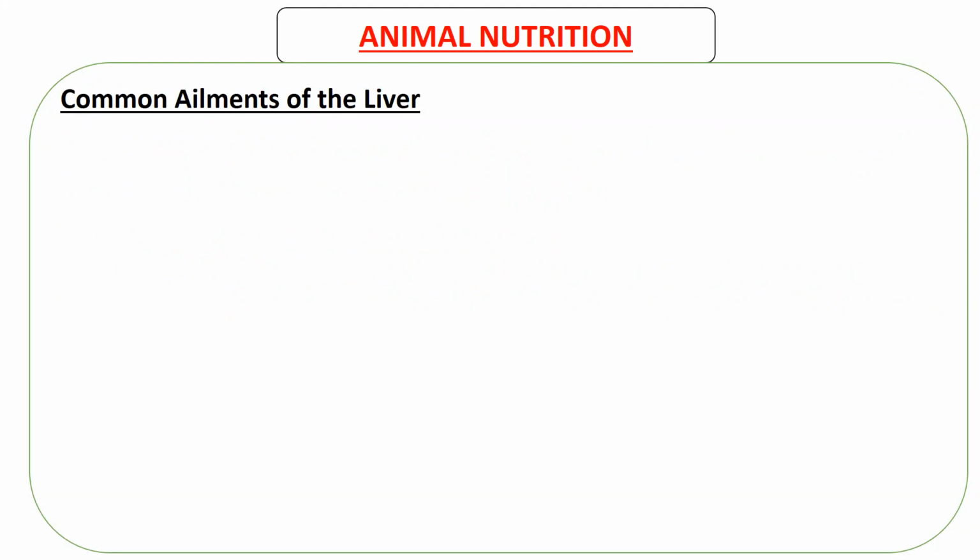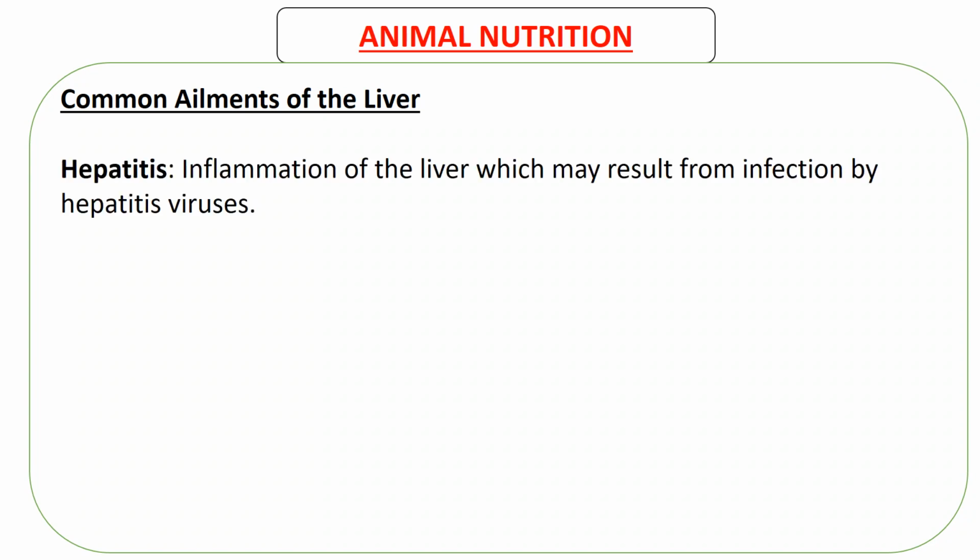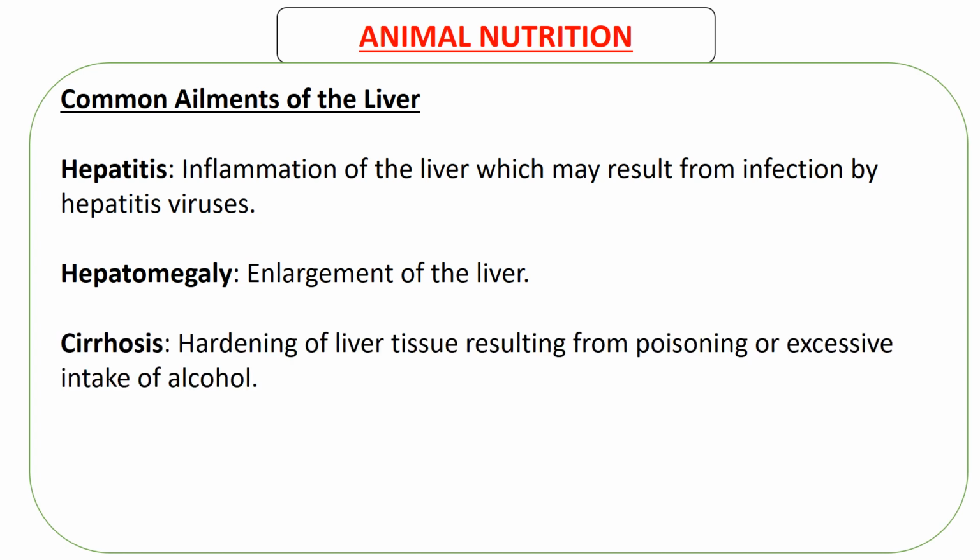Then what are some of the diseases that the liver faces or suffers? The first is called hepatitis, which is just the inflammation of the liver which may result from infection by a virus called hepatitis virus. The next one is hepatomegaly. This is where the liver grows in size beyond normal. So it's the enlargement of the liver. And finally, cirrhosis. This is the hardening of the liver tissue resulting from poisoning or excess intake of alcohol.